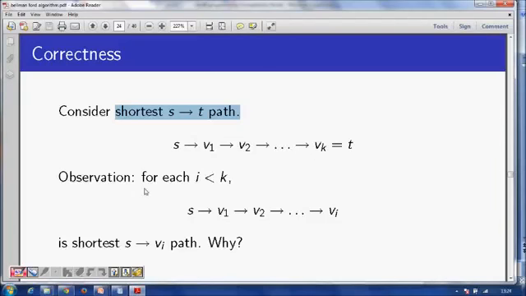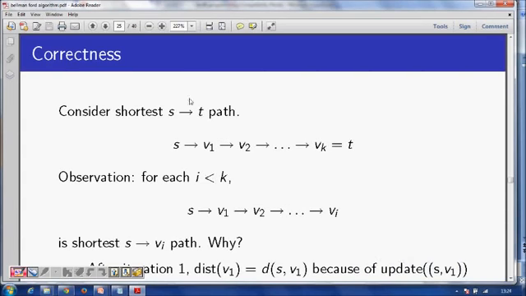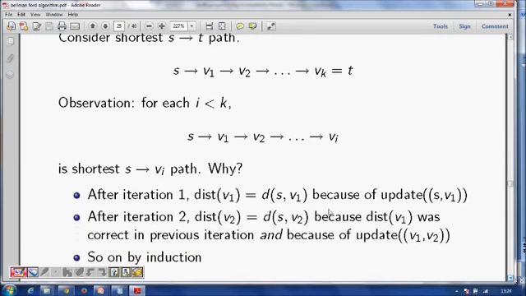Consider the shortest path from S to T, which goes via v1, v2, up to vk. Then we observe that if i is less than k, then S to v1, v2 till vi is the shortest path from S to vi. That will be true, isn't it? Because otherwise, if there were some other shortest path, we would take that.